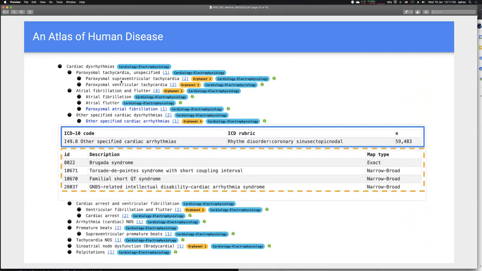So this is just a hierarchy of the cardiology, electrophysiology clinical specialty. It's a hierarchy, and you have parent and children codes, and each code can have one or more ICD-10 associations with it, plus any Orphanet disease links. And usually these are more towards the narrow to broad, because the ICD-10 codes don't have.